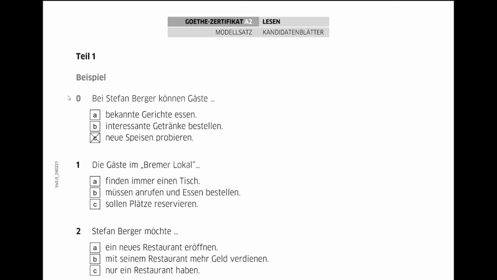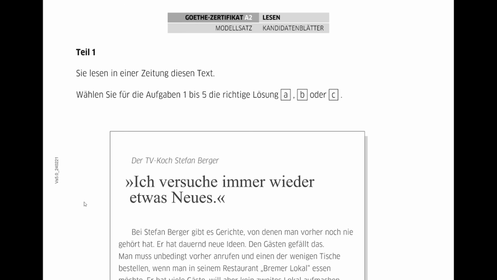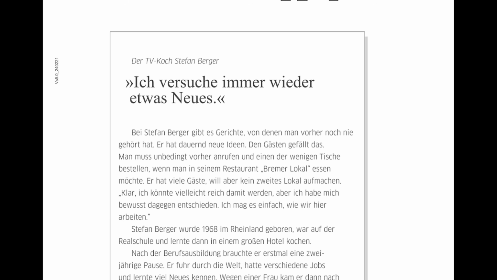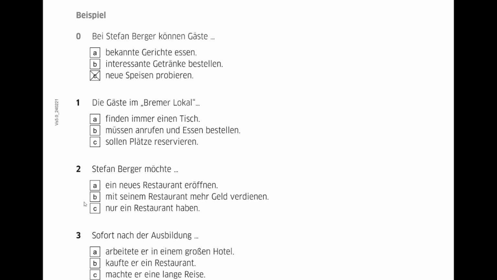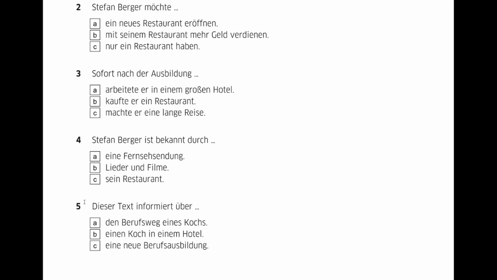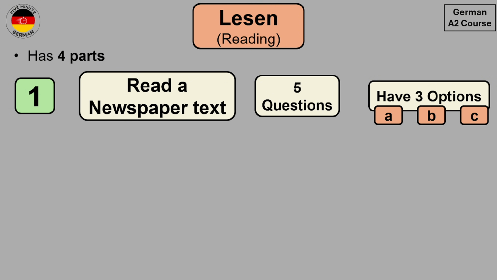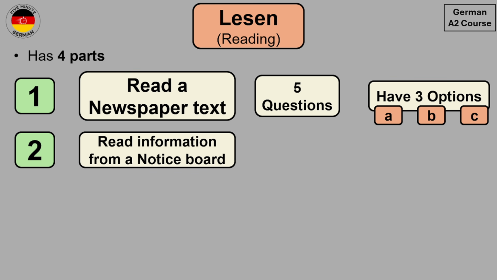So you see they have an example over here by Stefan Berger, Können Geste, and then Neue Speisen probieren. So option number C is the correct one. Then you have question number 1. The answer to this, you will find in the text over here that we saw. And the same is for all the other questions. So for question number 2 as well, 3, 4 and 5, you will have to read the text and then answer these questions because this information is available in the text. So this was part number 1 of the Lesen exam. Then in part number 2, you have to read information from a notice board.